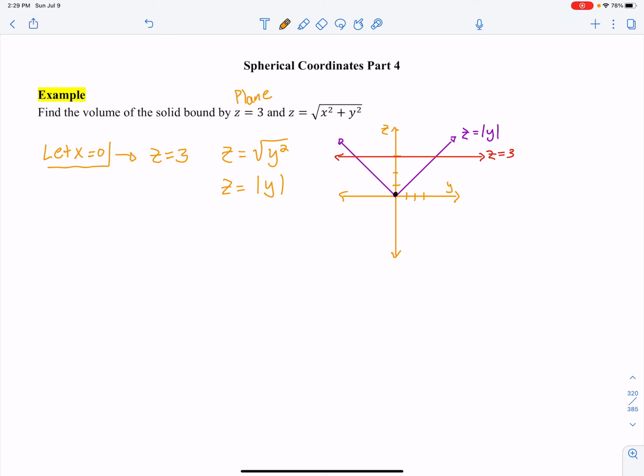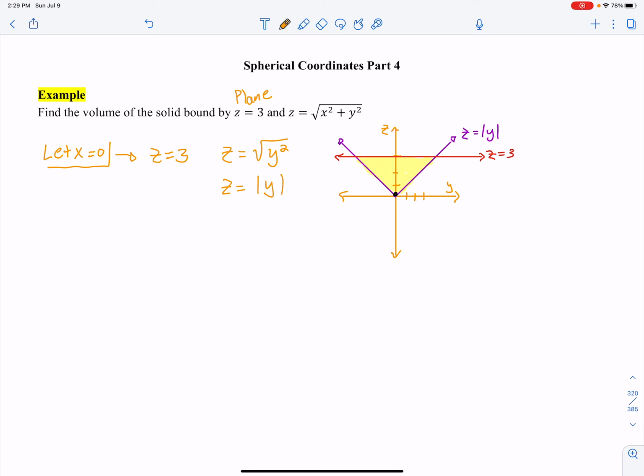So, there's my yz plane. z equals 3 is that line. And then the purple is our absolute value function. And we want the volume bounded between those two. So, we're looking for this region in here. I'll do my best to highlight. All right, good enough. So, we're dealing with that region inside of there.